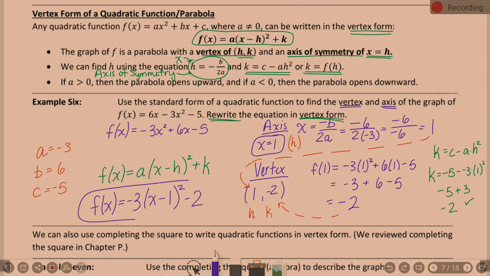Okay. So we found an axis, we found a vertex, and then we wrote them in vertex form. Don't forget to put your a in vertex form. We didn't have to do any work to find it. A was given. Okay, we will continue tomorrow.